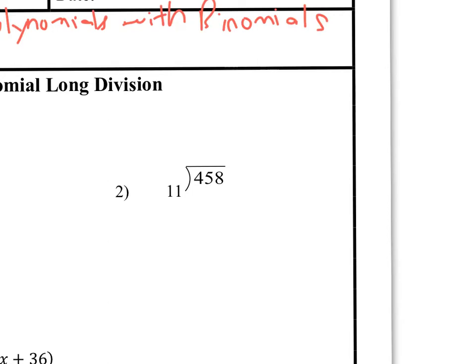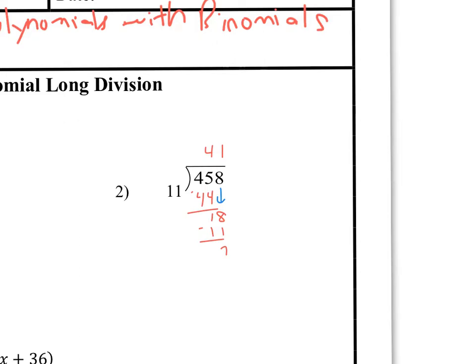So, how many times does 11 go into 4? Well, it doesn't, so we're going to skip that, and we're going to say how many times does 11 go into 45. So we multiply 11 by 4, and we get 44. We subtract, and we get 1. Bring down the 8. And we ask ourselves, how many times does 11 go into 18? Well, it doesn't go in nicely, and it doesn't always have to, and that's okay. Don't cry about it. So 11 times 1 is 11. Subtract, we get 7, and we're good to go.